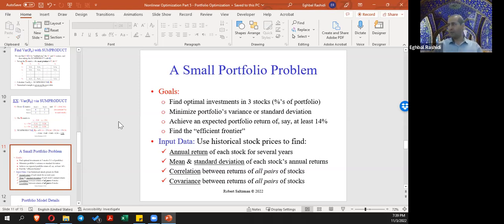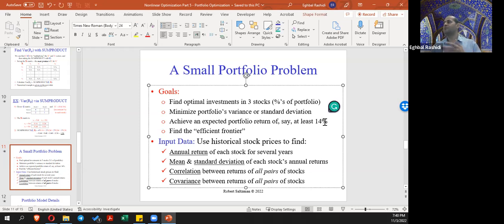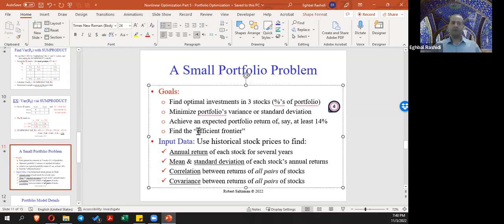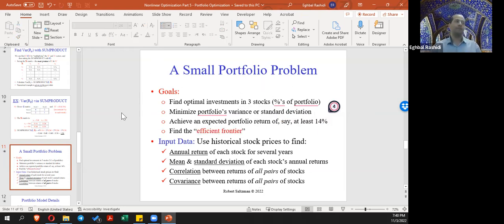What is the goal of the small portfolio problem? The goal is to find an optimal investment in three stocks, for simplicity. We want to minimize the portfolio's variance, or minimize the risk of our investment, subject to a lower bound on our average rate of return. We're not going to be at 14%, but we can do a sensitivity analysis on this. Also, we want to find what is called the efficient frontier, which I'll show you.